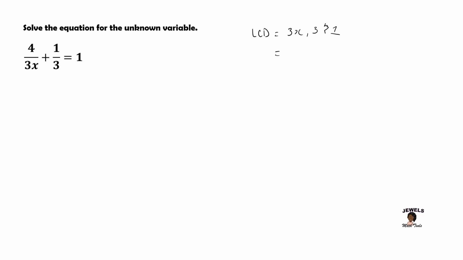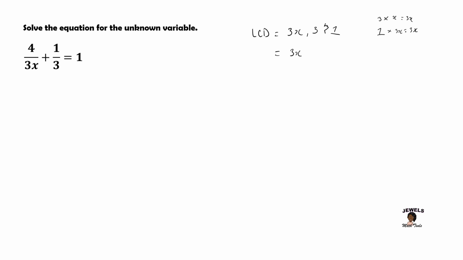And I know that to change 3 to 3x, all I'd have to do is multiply my 3 times x, and I will have 3x. And with my 1, to change my 1 into 3x, the only thing I would have to do is multiply my 1 times 3x, and I will have 3x. So the LCD for my fractions will be 3x.